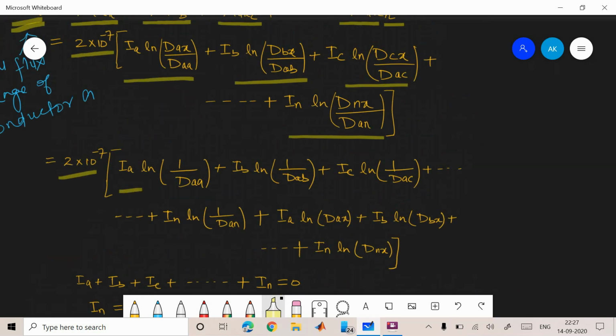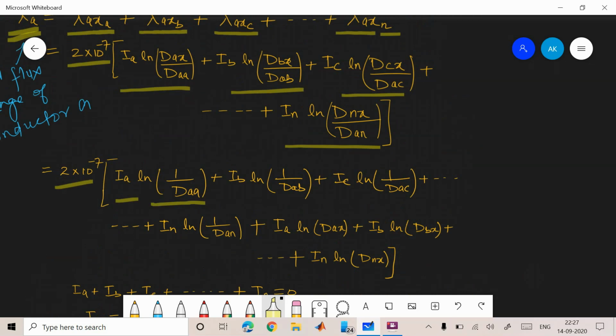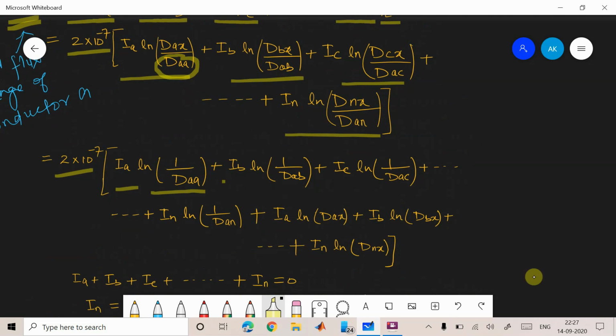IA, see here, ln, right now I am taking only the denominator term, dAA, see here, 1 by dAA. So left will be dAX in the numerator. Okay, IB ln 1 by dAB, IC ln 1 by dAC, up to IN ln 1 by dAN, and this dAX, which was in the numerator, is coming here. Okay, plus IA ln dAX.